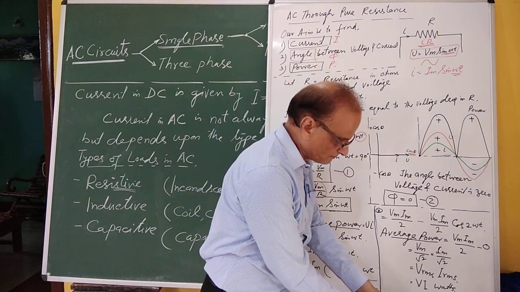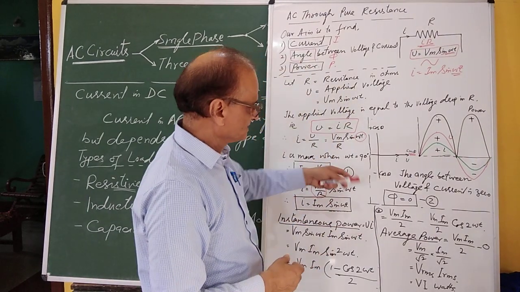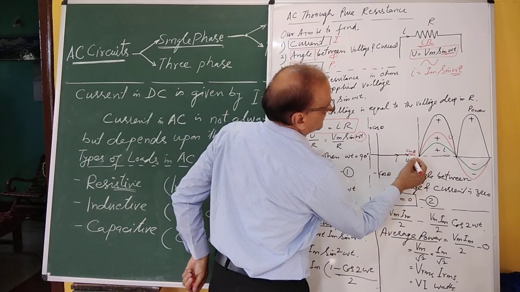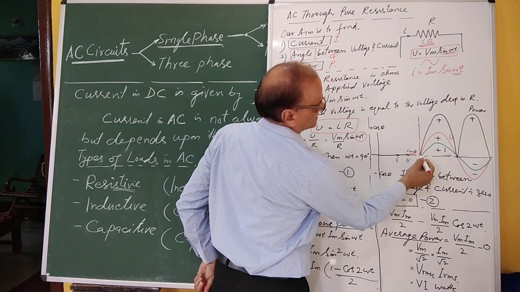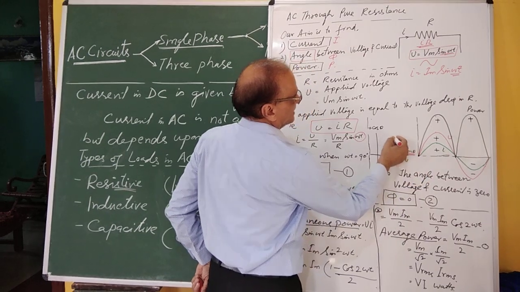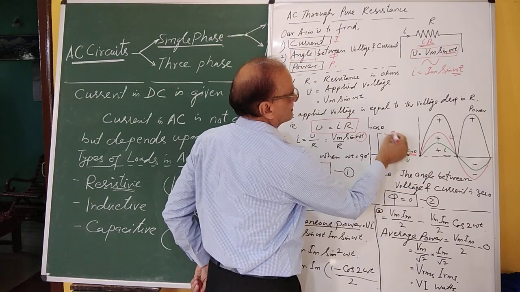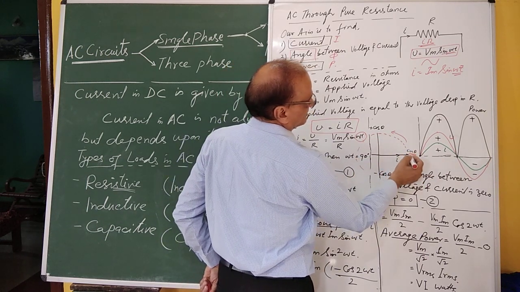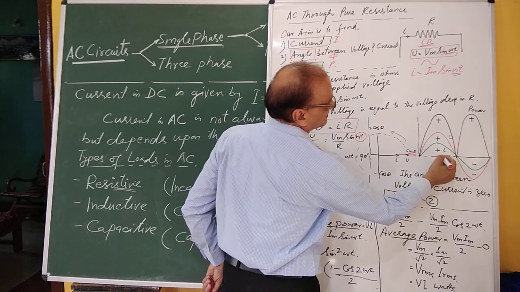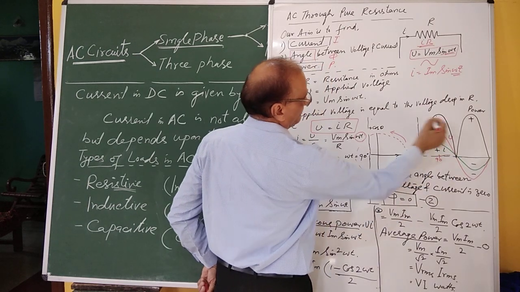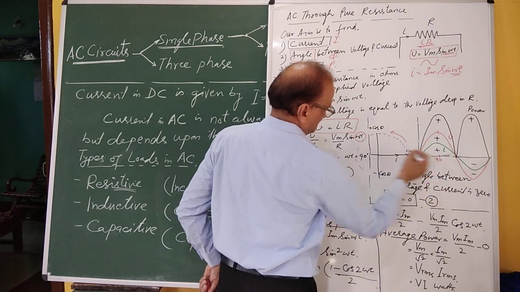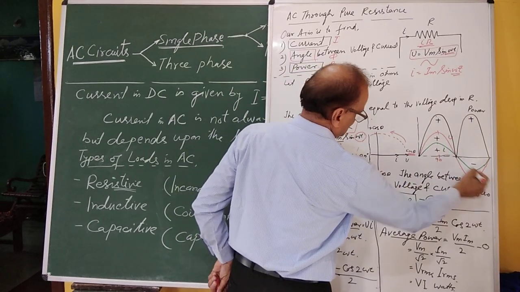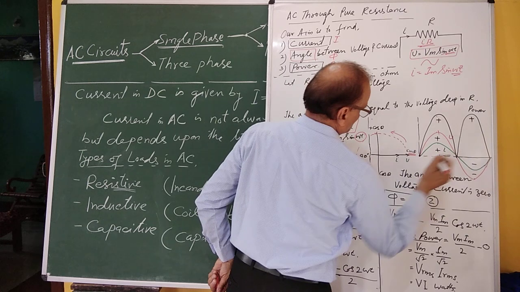How to draw this waveform? This you have studied in the previous lecture, but still I will discuss it again. When V is here, the phasor rotates in anti-clockwise direction. So after 90 degrees, V will become maximum. At 180, 0, at 270, minus 1, and at 360 again 0.